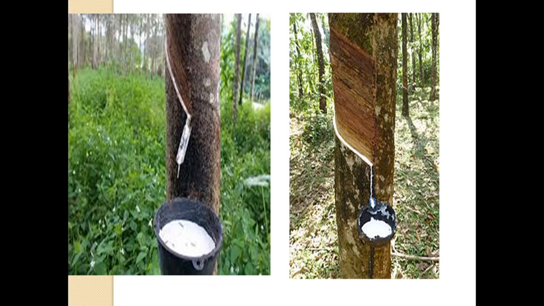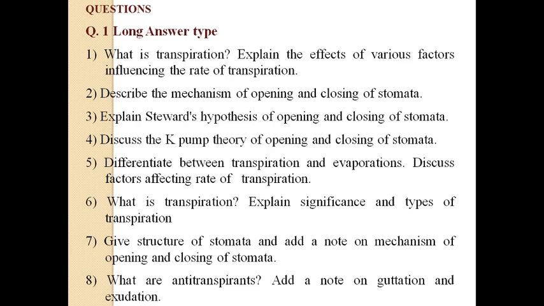In guttation, the guttated drops of water contain organic and inorganic substances, while the exuded sap contains sugar, latex, rubber, or neera or toddy. The guttated product has less economic value in the market, while the exuded product has more economic value in the market. So students, this is the difference between guttation and exudation.